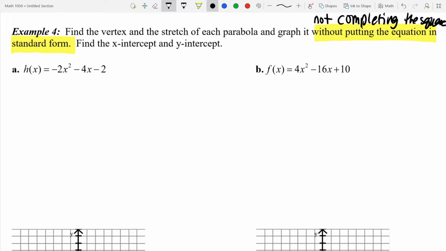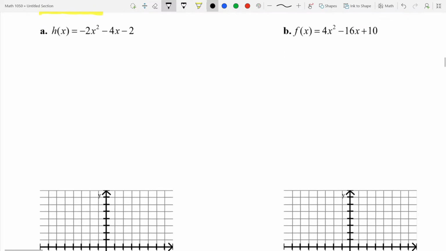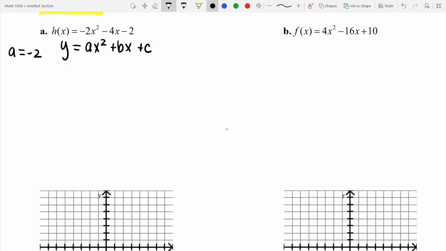When do you know to complete the square? They're going to say, put it in standard form. That means complete the square. Okay, here we go. Underneath that, I want you to write down y equals ax squared plus bx plus c. Then write down a is a negative 2. That's in front of the x squared. B is a negative 4. That's in front of the x. C is a negative 2. What I've just written on that problem is not required when you do it. I'm just setting this up for the first time we do it.